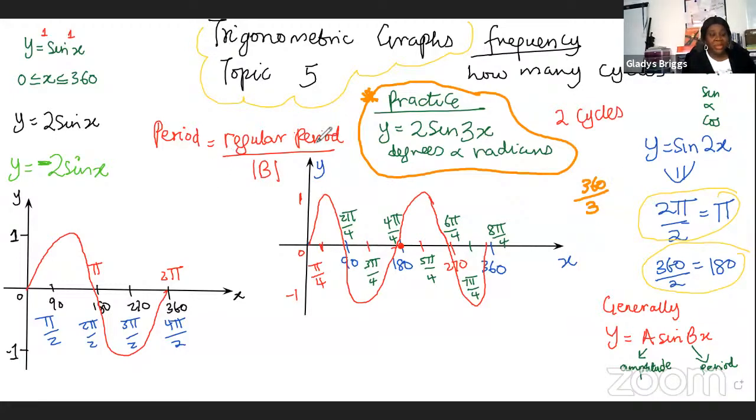See the formula? The regular period is 2 pi or 360. I put that there for you. Okay? For sine and cosine. Yeah? So when you get this one, you have to look at what the period is, the new period. This is B in our formula, and we have to replace B with whatever B is. So it's going to be 360 divided by 3.